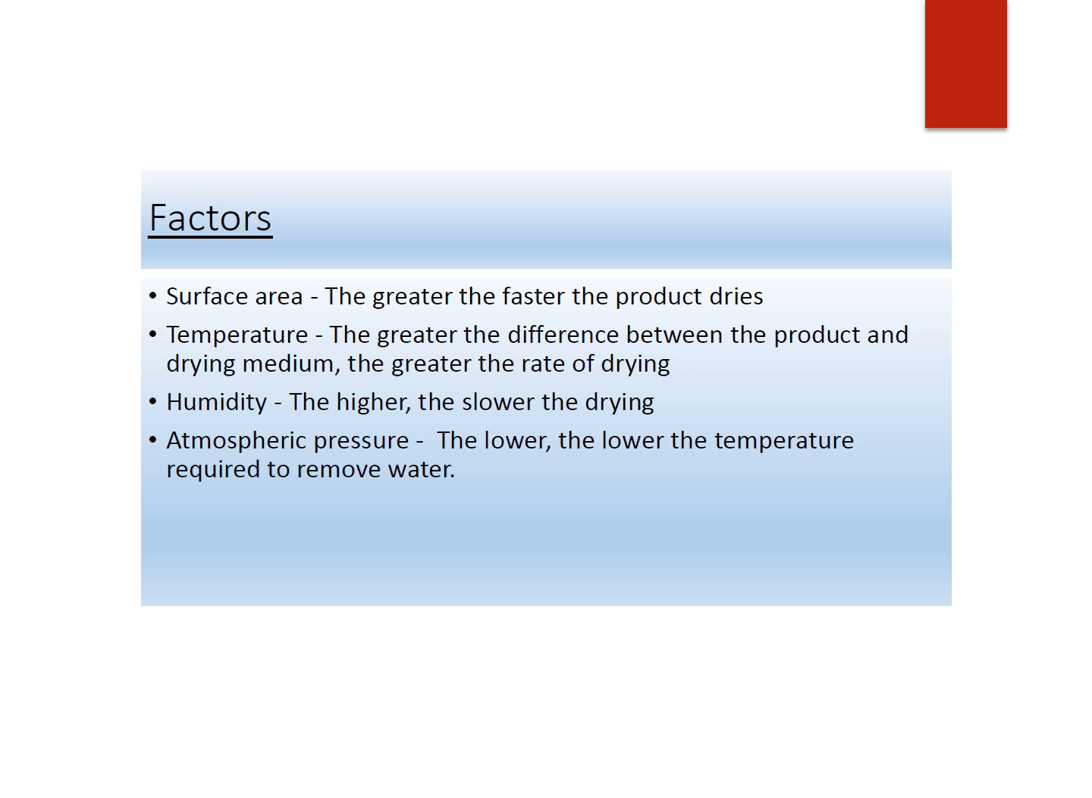Factors. Surface area: the greater the area, the faster the product dries. Temperature: the greater the difference between the product and the drying medium, the greater the rate of drying. Humidity: the higher the humidity, the slower the drying. Atmospheric pressure: the lower the pressure, the lower the temperature required to remove water. So these are the factors we have to consider during the drying method: surface area, temperature, humidity and atmospheric pressure.